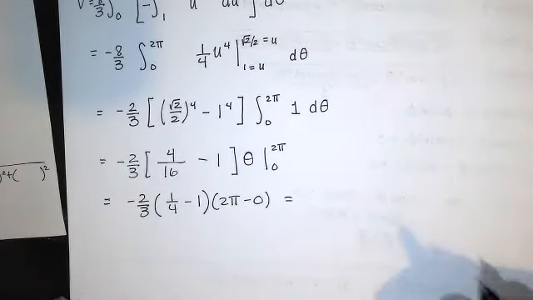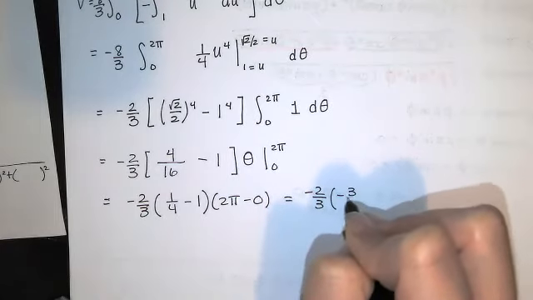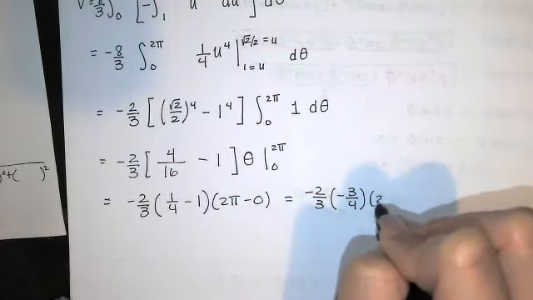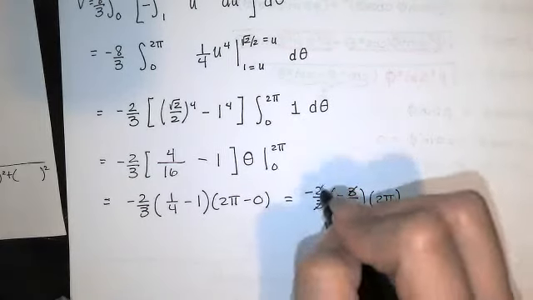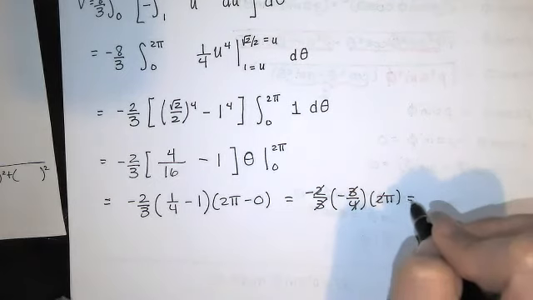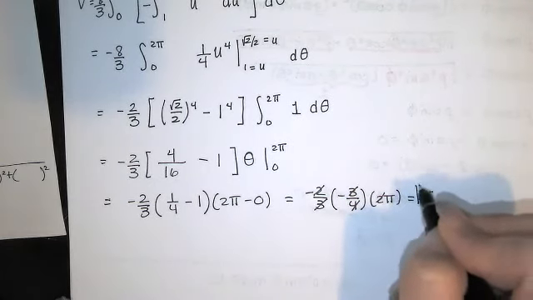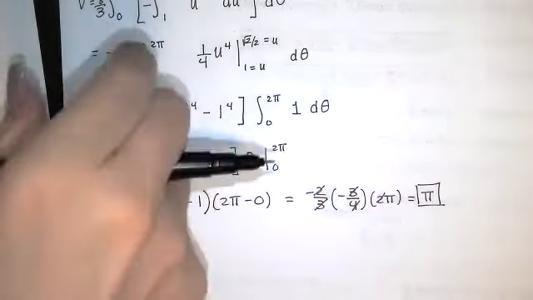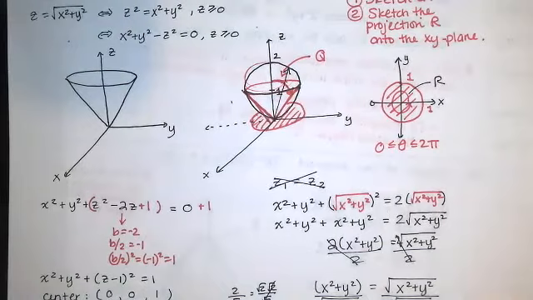Okay, so that's our answer. So we've got negative 2/3, negative 3/4, and 2 pi. The 3's reduce, the 2's reduce with the 4, and we just end up with a negative times a negative times a pi. We get pi. Huh, that's cool. I love pi. That's the volume of that guy. Who knew?